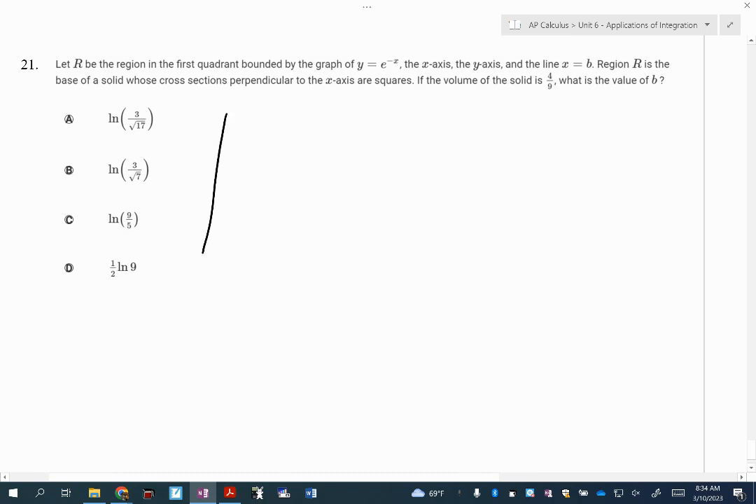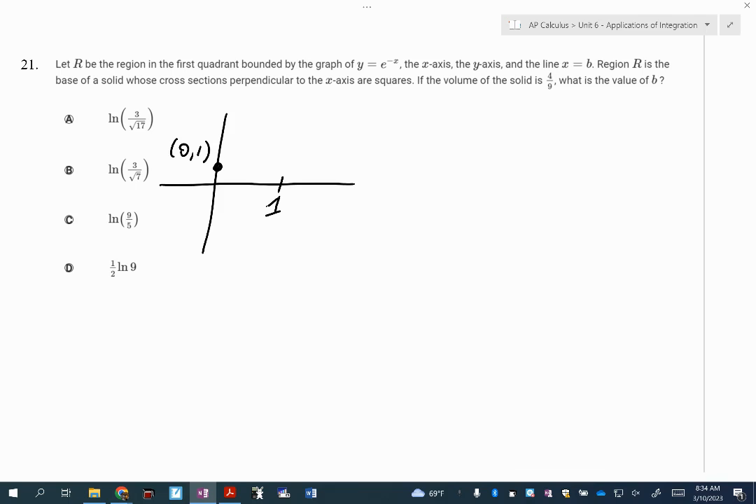All right, so we got a region bounded in the first quadrant by the graph e to the negative x power. So let's see, e to the 0 power is still going to be 1. Right, so 0, 1. And then e to the first power, when I plug in 1 for x, it's going to be e to the negative first power, which is 1 over e, and 1 over a bigger number is actually going to end up being a smaller number each time.